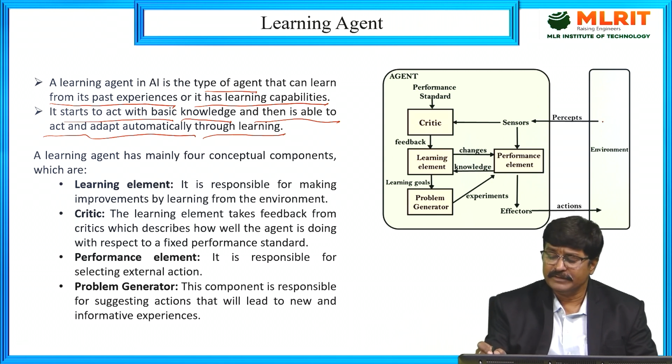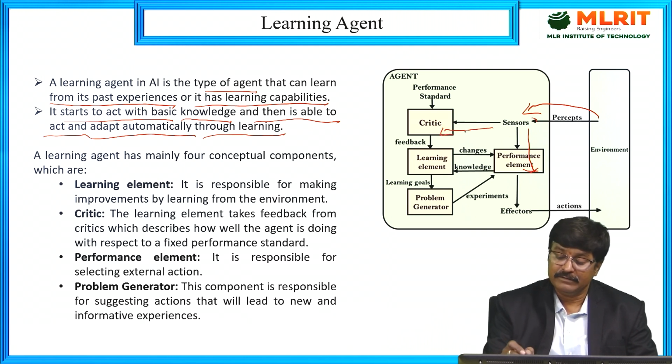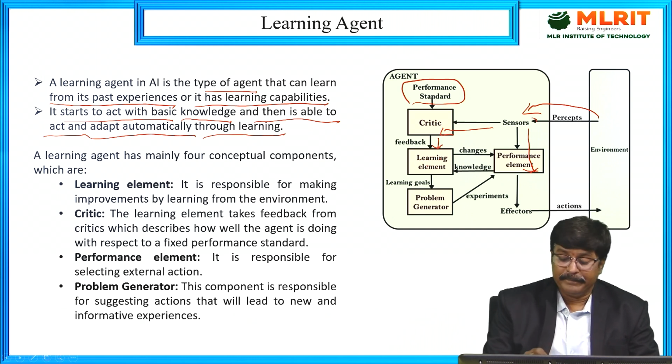In the same way, there is one environment, and it is perceiving the environment, with all perceptions going through the sensors. That information goes to the performance element, which decides what action to take, and the same information goes to the critic. So it is questioning itself, interrogating itself. There is a performance standard, and based on it the critic gives feedback to the learning element. The learning element learns the things, whatever changes there are, acquiring knowledge from learning based on the feedback.